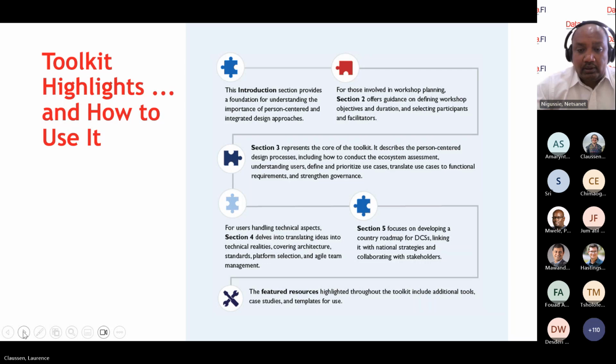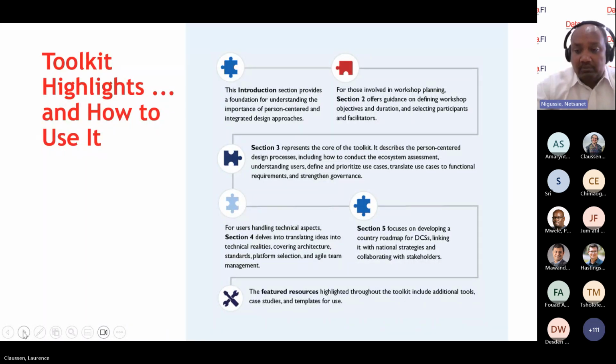This section actually sets the tone for the rest of the toolkit, laying the groundwork for collaborative, user-focused work that will follow. Moving to section 2, we also provided detailed guidance on workshop planning. It covers defining clear workshop objectives, setting the right duration for each of the sessions in the workshop, selecting participants and facilitators, and other important considerations, including evaluation of the workshop daily and at the end.